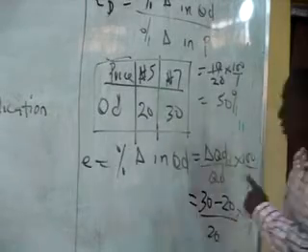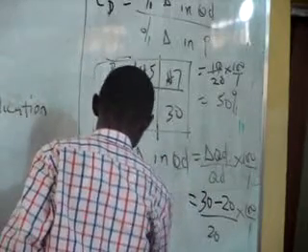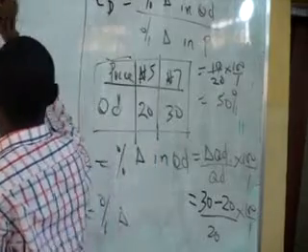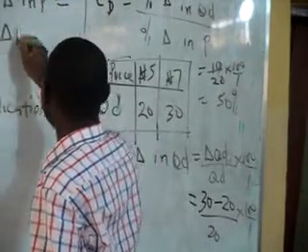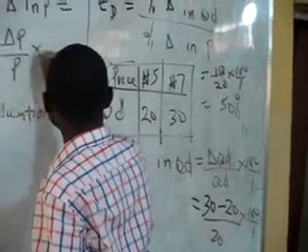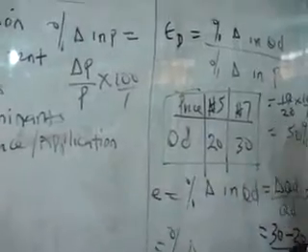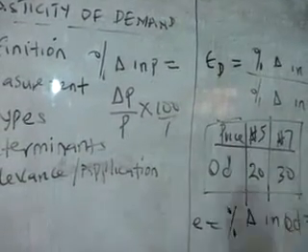Then we also go to percentage change in price, applying the same formula, the same procedure. My percentage change in price is equal to change in price all over price times 100 over 1. So we are looking at the difference between the old and new price over the old price times 100 over 1. So we just do the same thing.